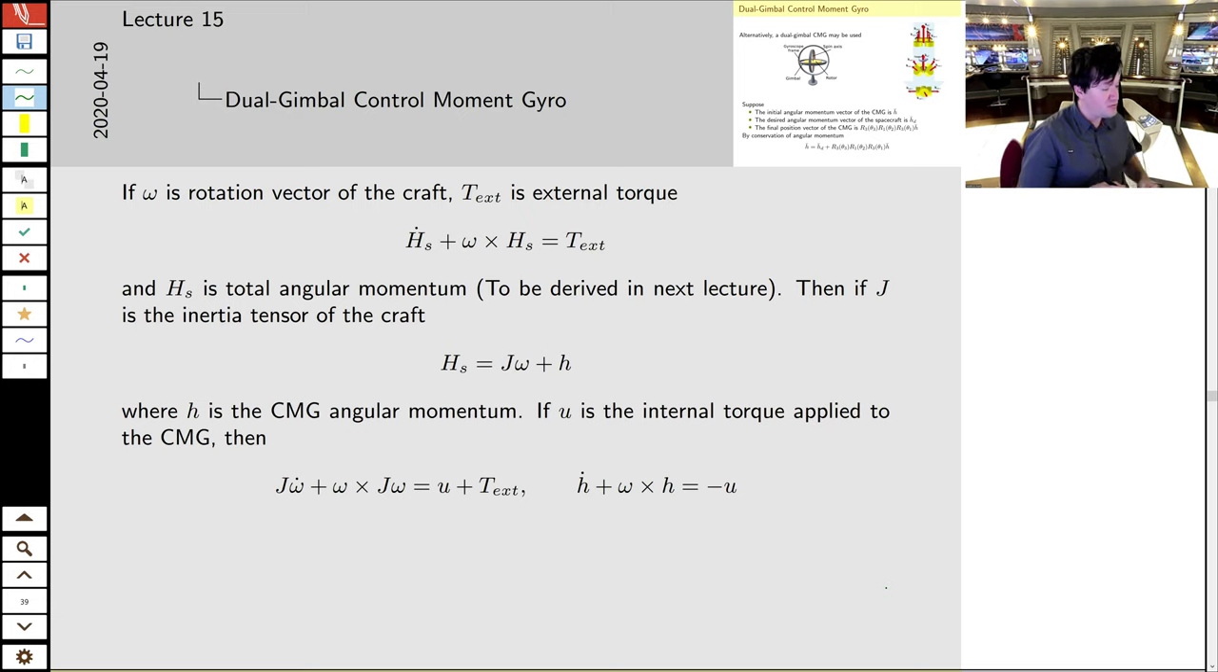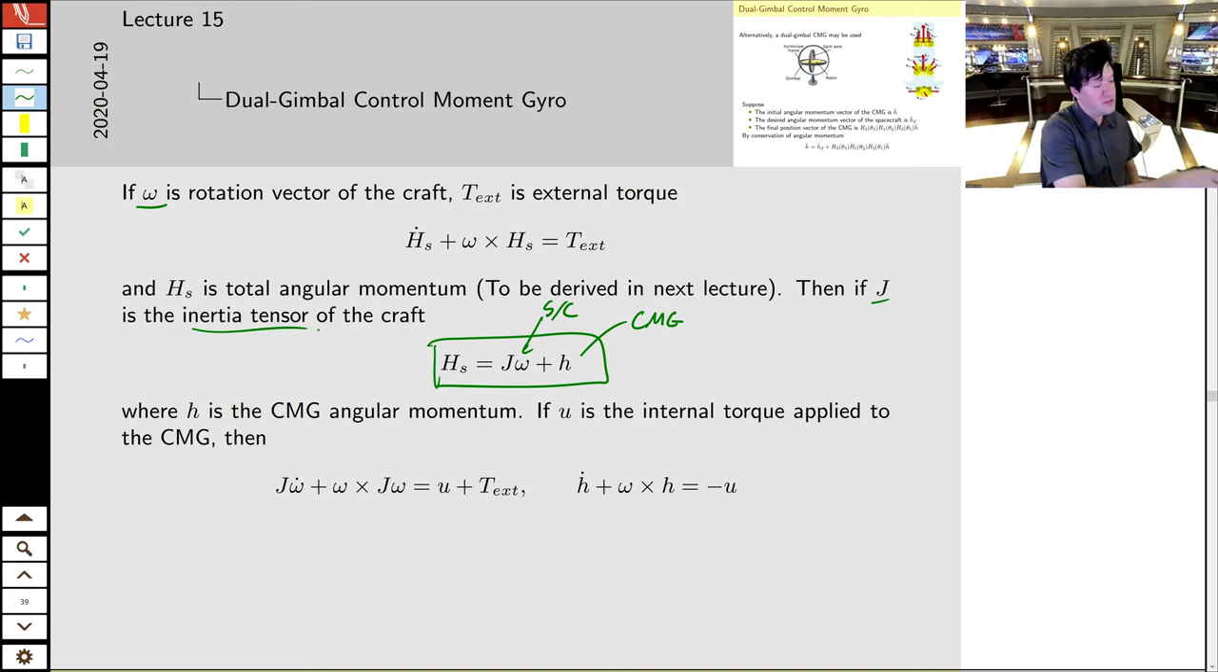Before that, however, I just want to go through the math slightly for the CMG. So here's the angular velocity of the spacecraft. This is the angular momentum of the spacecraft, the total angular momentum of the spacecraft. This is the CMG. This is the spacecraft. So this is the inertia tensor of the spacecraft. Okay. So if you differentiate that d/dt, then you get this. To differentiate that in time, well, this is obvious where this comes from. Not so obvious where this comes from.